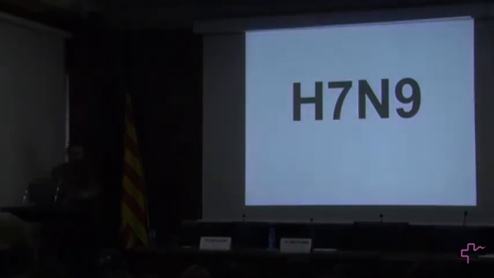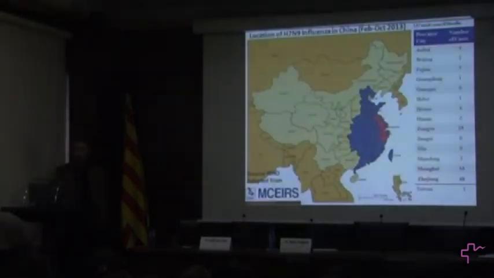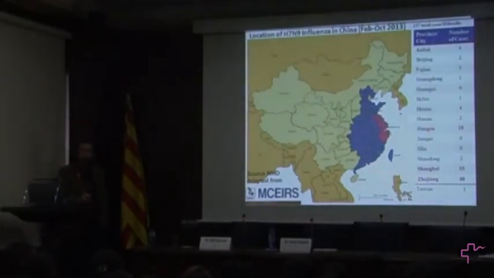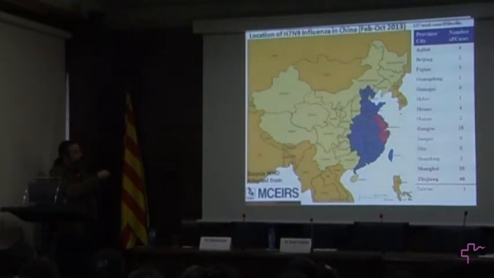How about H7N9? H7N9 is a low pathogenic avian influenza virus, but it's now causing more problems in humans than H5N1. This is when they were first detected in China, from February to October of 2013. There was a large number of human infections, 137 cases in all, with no human-to-human transmission, in multiple regions in China.